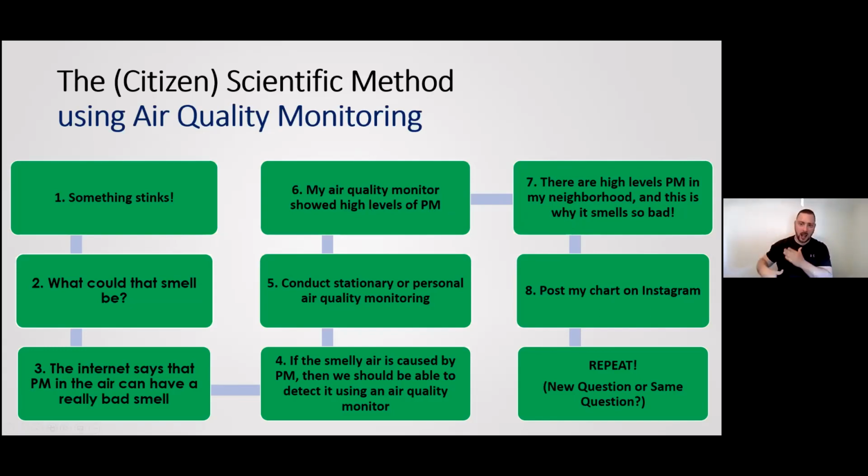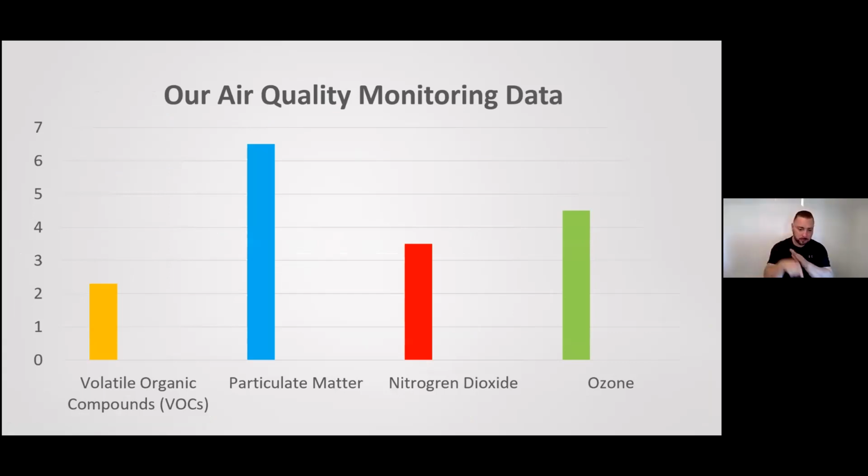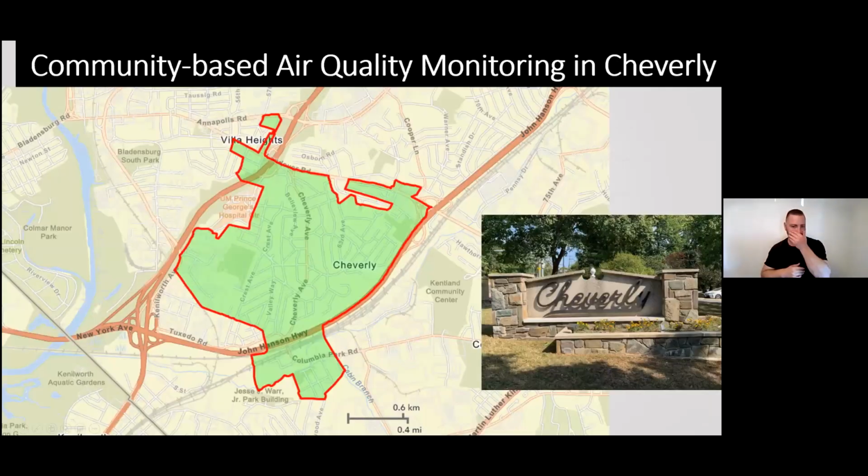So you can be a scientist and never have anything published in any kind of academic journal and still have lots of impact. And then you repeat with a new question, or the same question but you want to go into further depth. And this is an example of potentially what our air quality monitoring data might look like. Oh, here's our really big spike for particulate matter, not so much for these other pollutants. But while we're talking about these different pollutants, let's make it relevant to Cheverly, okay?